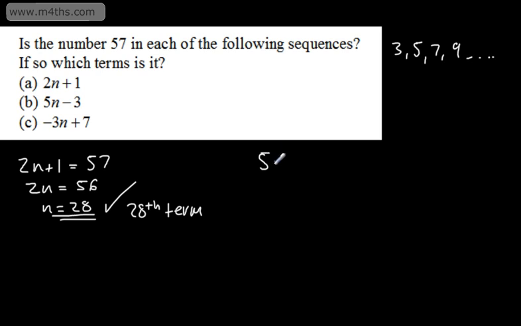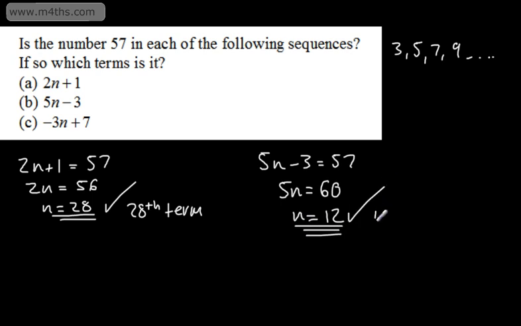If 57 is in there, the equation 5n minus 3 equals 57 will give us an integer or whole number value for n. So adding 3, 5n is equal to 60. Dividing both sides by 5, n is equal to 12. So that's a whole number. Yes, it's in there, and it's going to give us the 12th term.